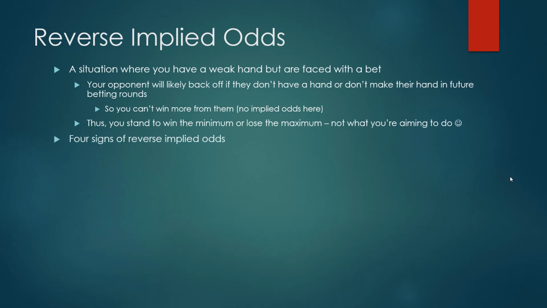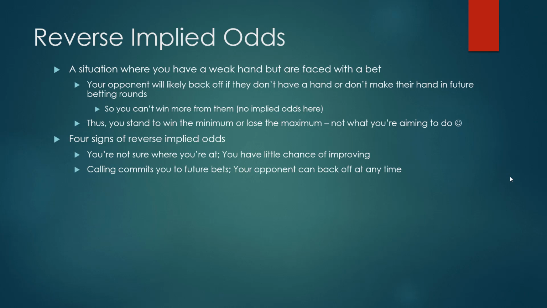Here are the 4 signs of reverse implied odds. You're not sure where you're at, and you have little chance of improving. In real estate, those are 2 really bad things. If you're buying a property in Indianapolis that costs $50,000, and it's going to be worth $50,000 10 years from now, you don't really have a chance of improving.